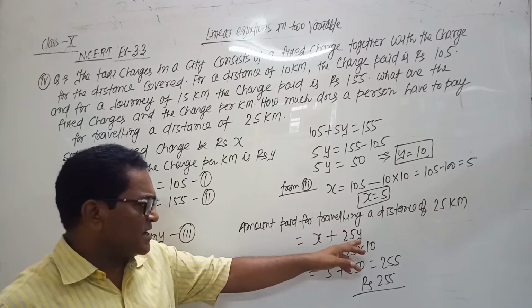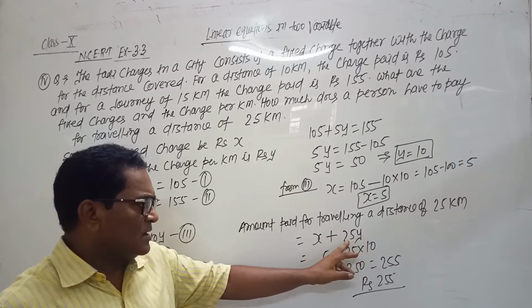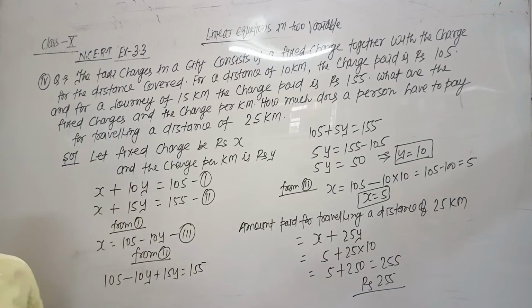The charge per kilometer is rupees Y, so for 25 km it becomes 25Y and the fixed charge remains. Fixed X plus 25Y, put the value of X and Y, we get the result.